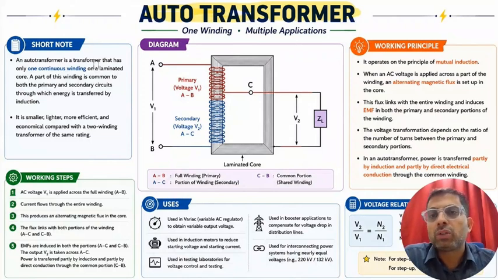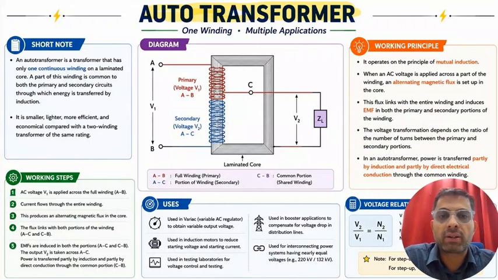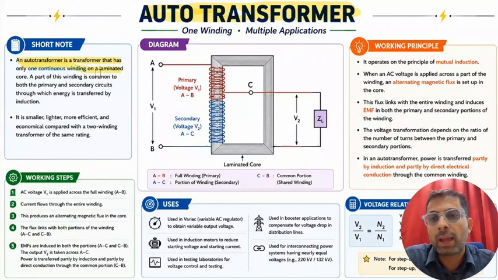So this is the diagram I'm telling you: the magnetic core, and this is one winding. This winding is present over here, after this you can say the primary winding. Here the red color and blue color are shown. Now an auto transformer is a transformer that has only one continuous winding on a laminated core. A part of this winding is common to both primary and secondary circuit, through which the energy is transferred by induction.